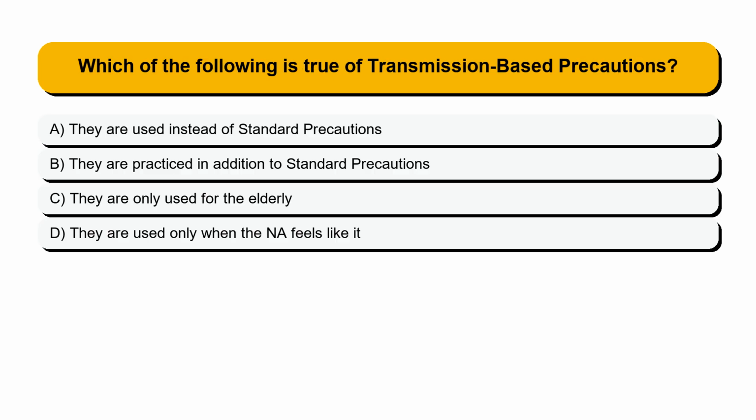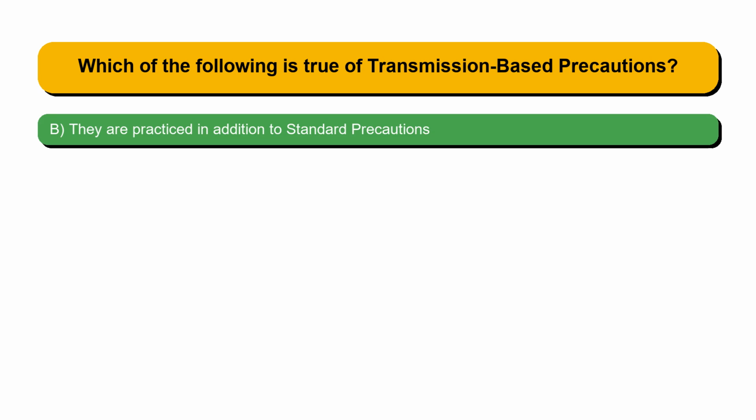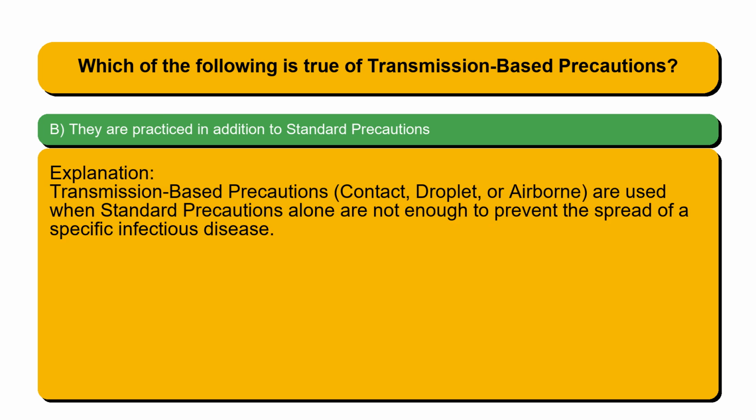Question 38. Which of the following is true of transmission-based precautions? Option A, they are used instead of standard precautions. Option B, they are practiced in addition to standard precautions. Option C, they are only used for the elderly. Option D, they are used only when the NA feels like it. The correct answer is option B, they are practiced in addition to standard precautions. Transmission-based precautions, contact, droplet, or airborne, are used when standard precautions alone are not enough to prevent the spread of a specific infectious disease.